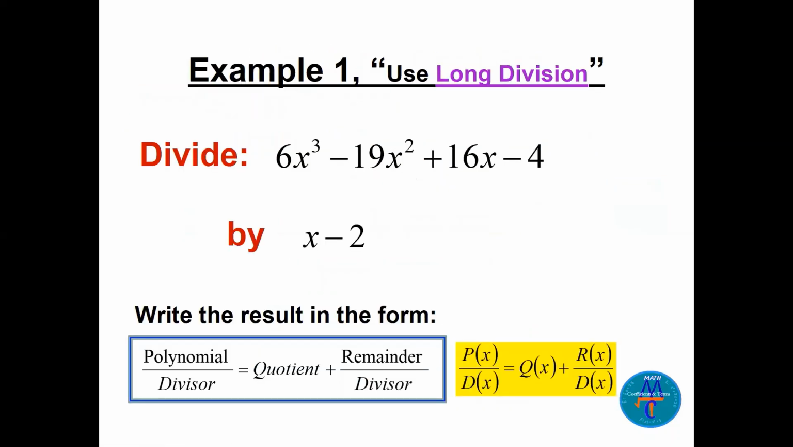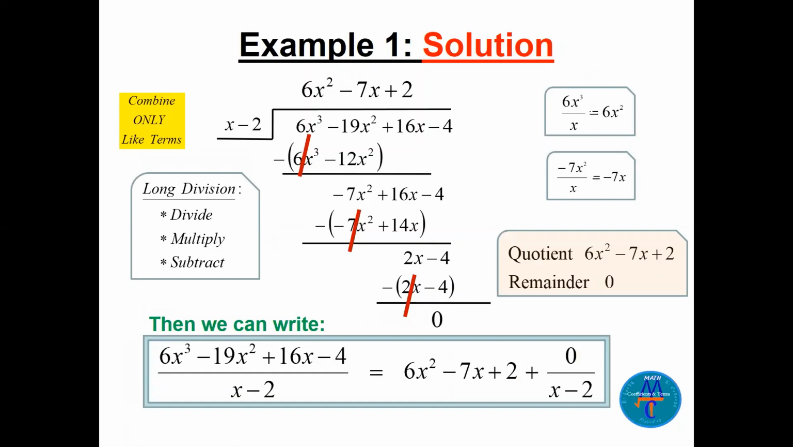Let's take example 1. A cubic polynomial function here, 6x cubed minus 19x squared plus 16x minus 4. Let's divide by x minus 2 and then write the answer in this form. This is a very important question. Please pay attention. If you understand example 1 in the long division, I will go slowly here, then you can do all the other questions. Now let's start here. We have to put this in descending power.